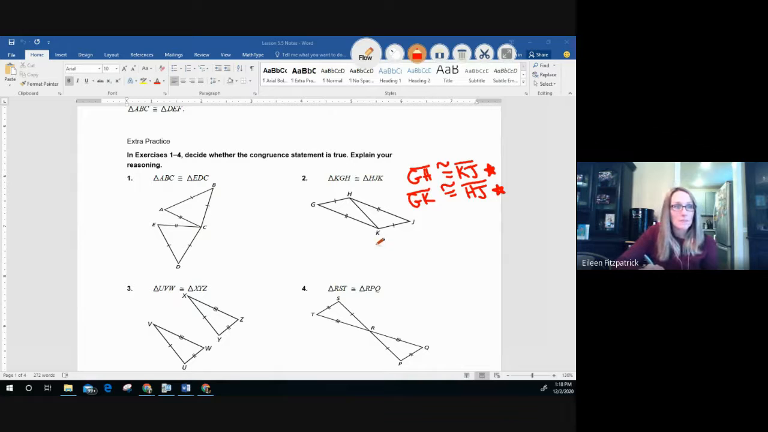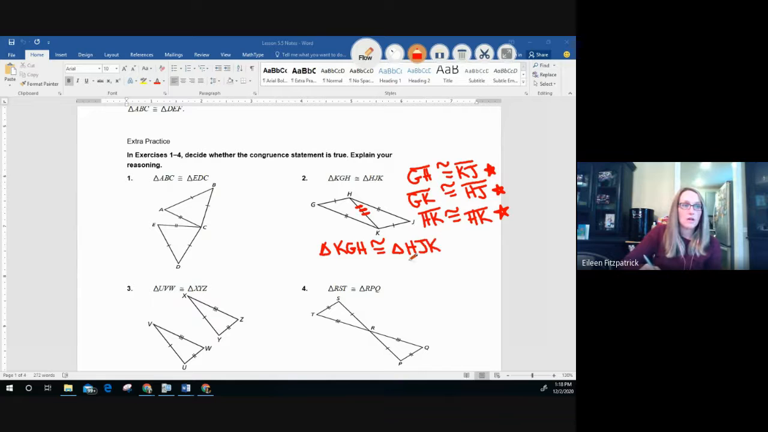Can I mark any angles congruent? Not enough information to mark any angles congruent as of yet. All right, but I can mark this side congruent to itself, right? I can say that HK is congruent to HK, and if I was doing a proof, the reasoning would be reflexive property. Now I have my 3 stars, my 3 markings. I can say that triangle KGH is congruent to triangle HJK by side, side, side.